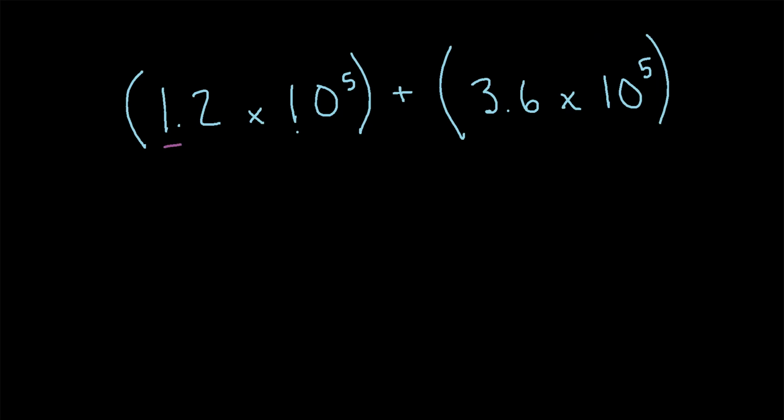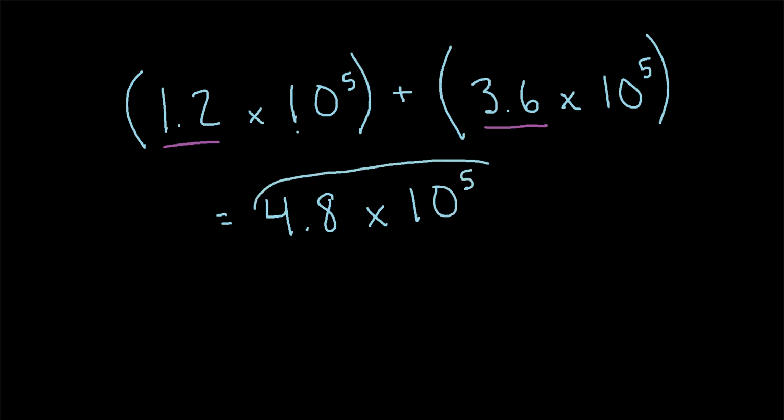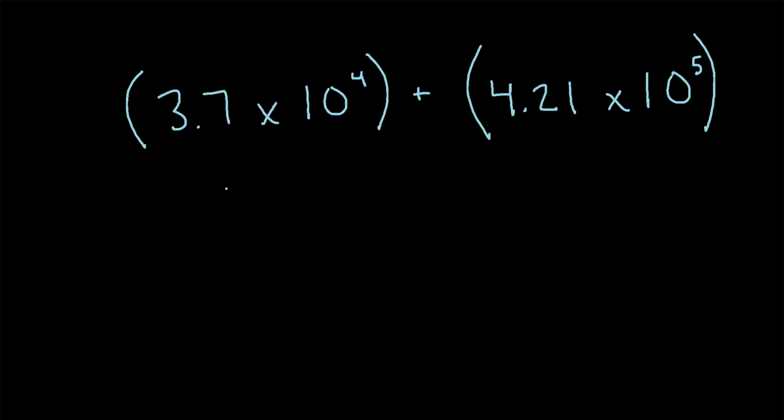So when they have the same exponent like this, all you have to do to get your final answer is add the coefficients or add the numbers out front. So 1.2 plus 3.6. So that turns out to be 4.8. And our final answer is just written as whatever the base is to that exponent. So times 10 to the 5th. So this is our final answer on this one. All right, let's try another example.